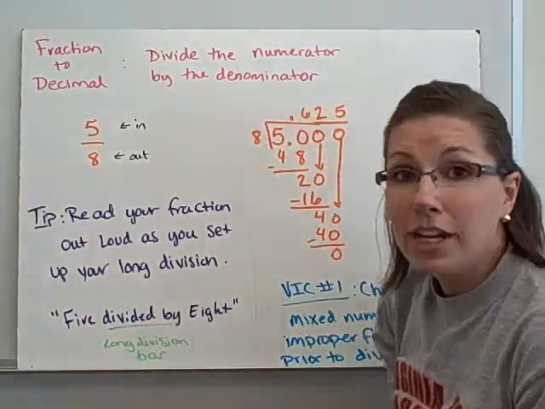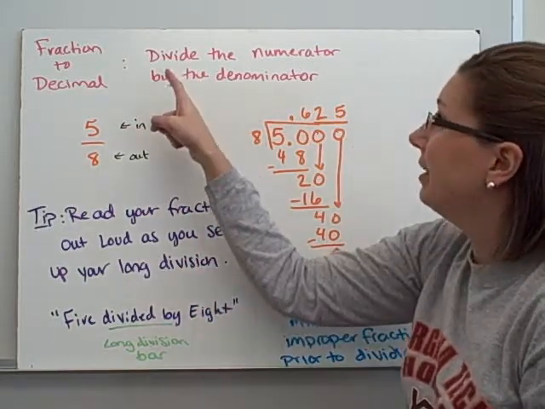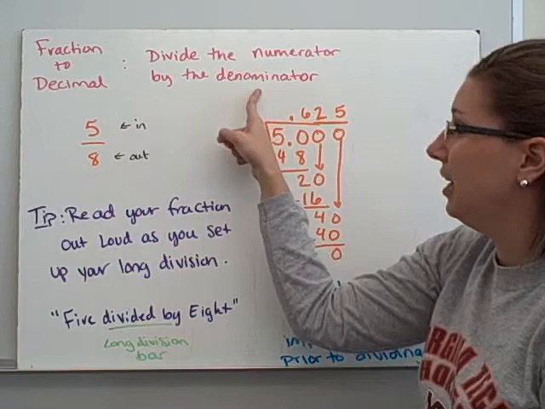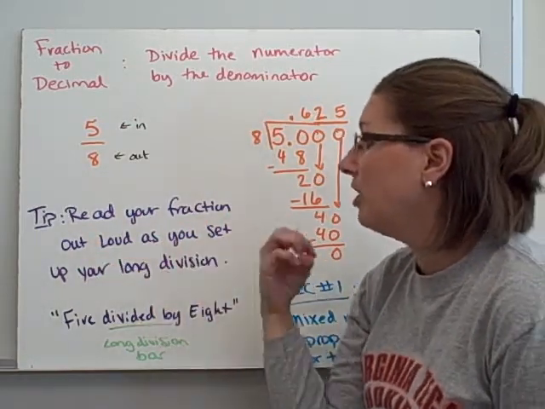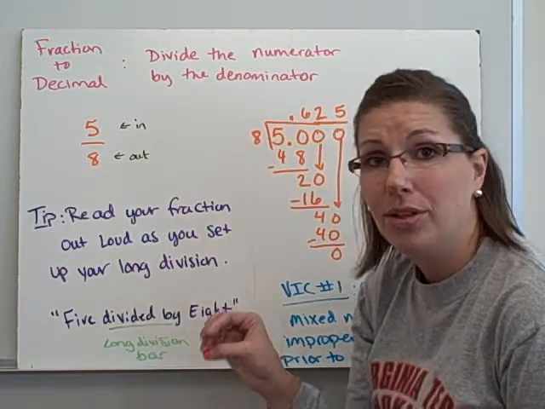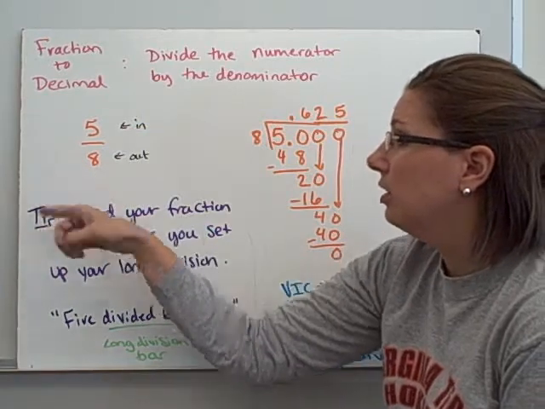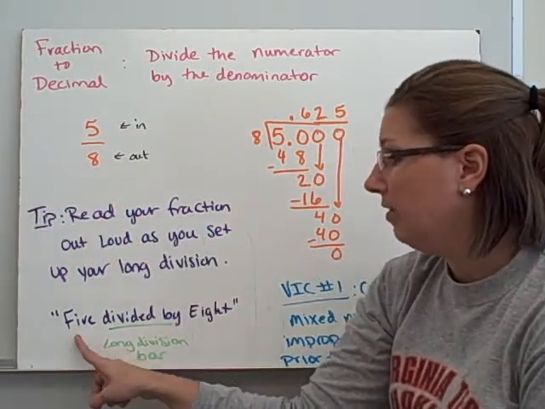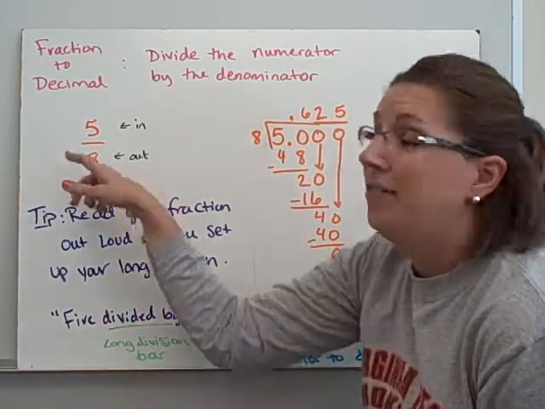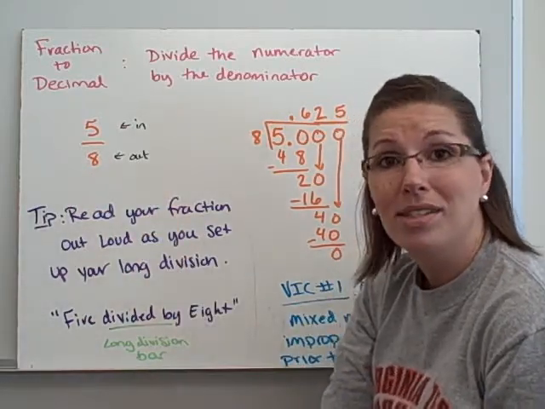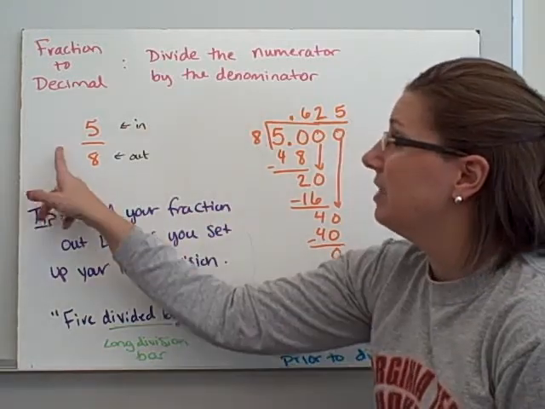Now, if I give you a fraction and I want you to turn it into a decimal, this is what you'll do. You basically divide the numerator by the denominator. So a tip for this one, again, is to read your fraction out loud as you set up your long division problem. So to read this fraction, I would read it out loud as 5 divided by 8. I know a lot of people would say 5/8, but that doesn't really help us in this case. In converting, it doesn't help us. Think of it as a division problem.